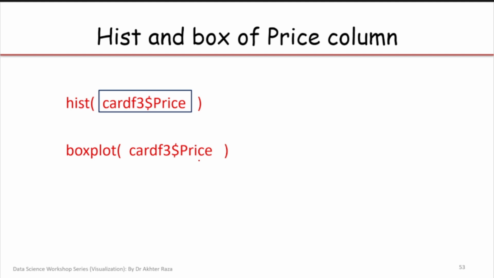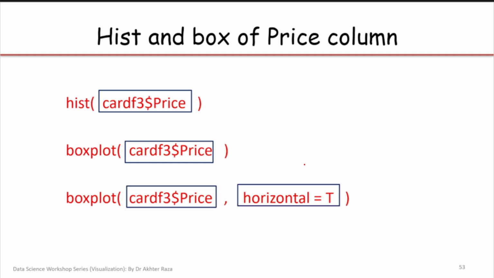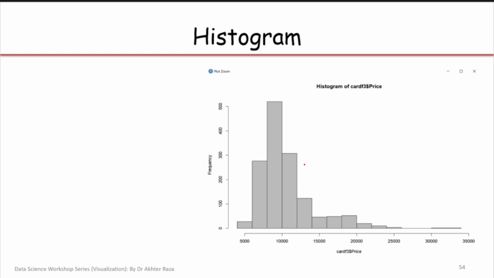Then boxplot, the same command. We have the same variable with the command boxplot. But this box plot will be generated vertically. If you want to draw the box plot horizontally, then you have to add one more parameter here, and that parameter is called horizontal equal to TRUE. Horizontal equal to TRUE will display a horizontal box plot. Now this is the output. You can see the histogram, and on the next slide you can see the box plot.